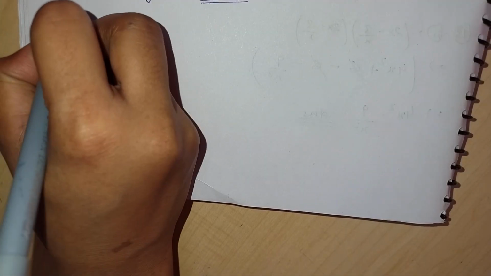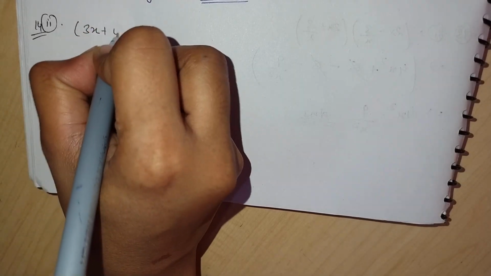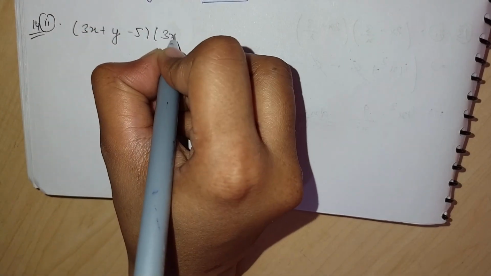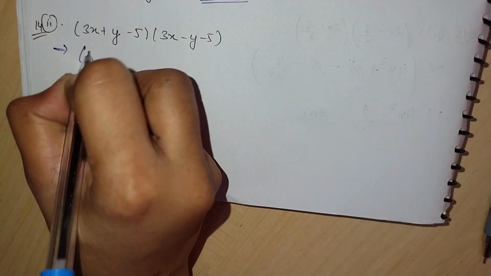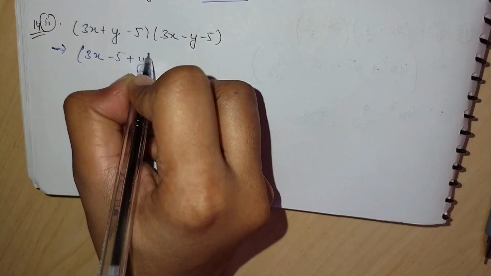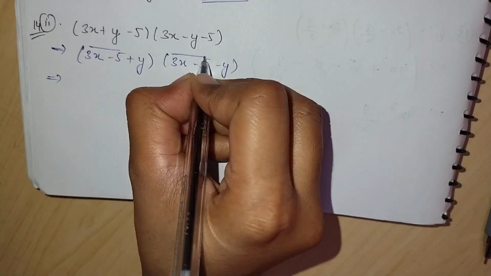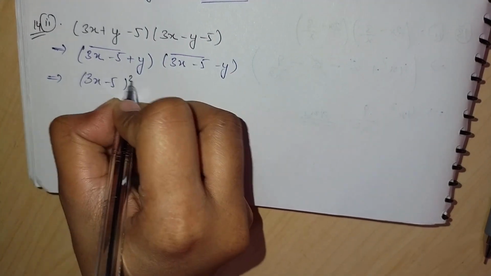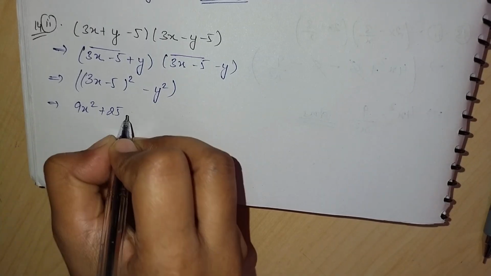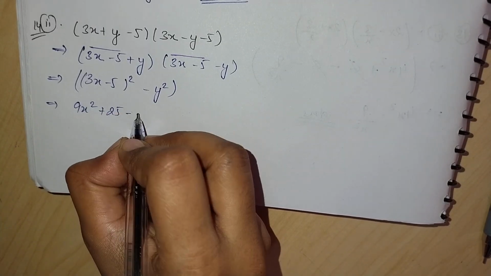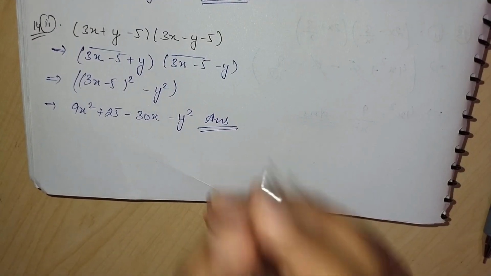Now the second part of the 14th question is (3x + y − 5)(3x − y − 5). So we have (3x − 5) + y and (3x − 5) − y. We will apply the formula (3x − 5)² − y², equal to 9x² + 25 − 30x − y². So this is the answer in this question.